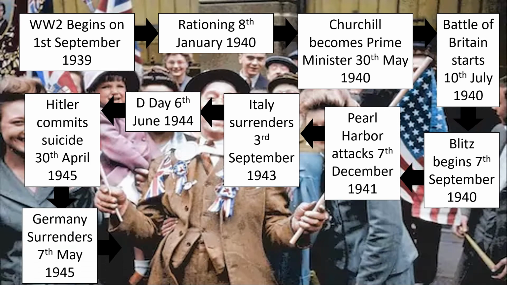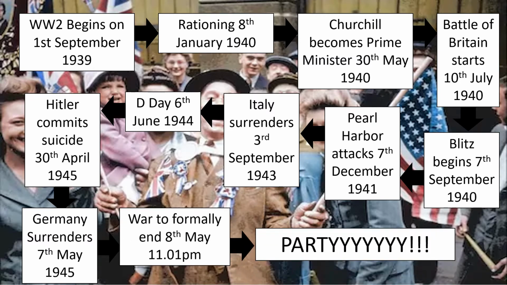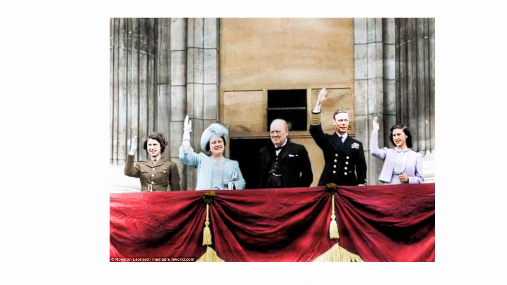Germany then officially surrenders on the 7th of May 1945, and the war is to formally end on the 8th of May at 11:01 p.m. But it's announced in England at 3 p.m. and this leads to a massive party. So this is it being announced. You will recognise this from the big palace in London where the royals give a lot of their speeches.